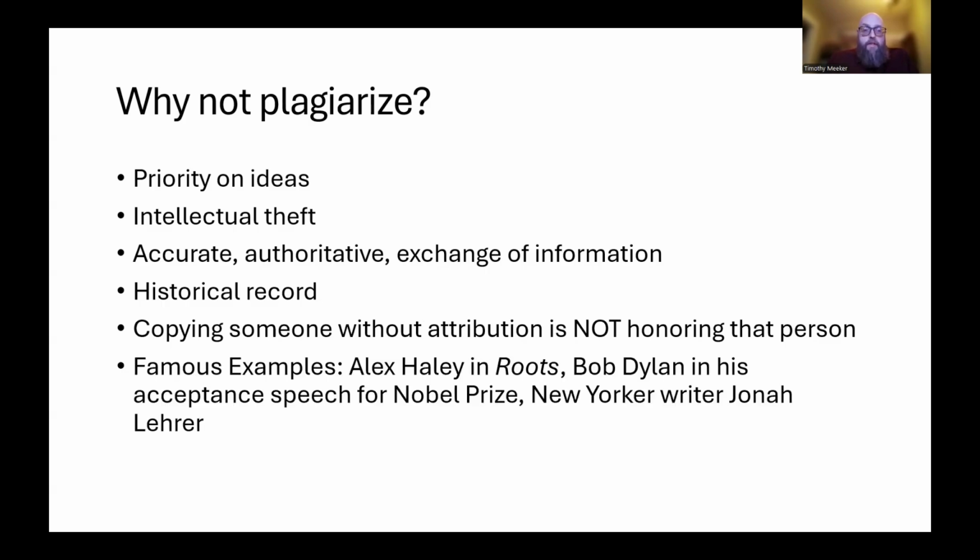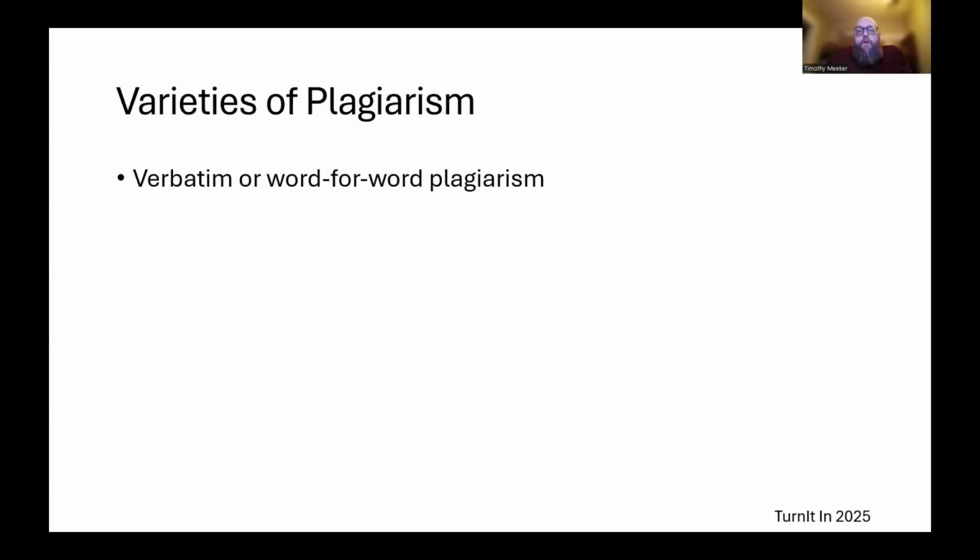There are several famous examples of plagiarism. For example, Alex Haley in the book Roots, what eventually became a movie, copied sections from The Africans. Bob Dylan in his acceptance speech for the Nobel Prize, apparently there was plagiarism. The New Yorker writer, Jonah Lehrer, also was guilty of plagiarism and admitted plagiarism in his articles on Bob Dylan. So there are numerous varieties of plagiarism, which emphasize different aspects of the term or the problem.